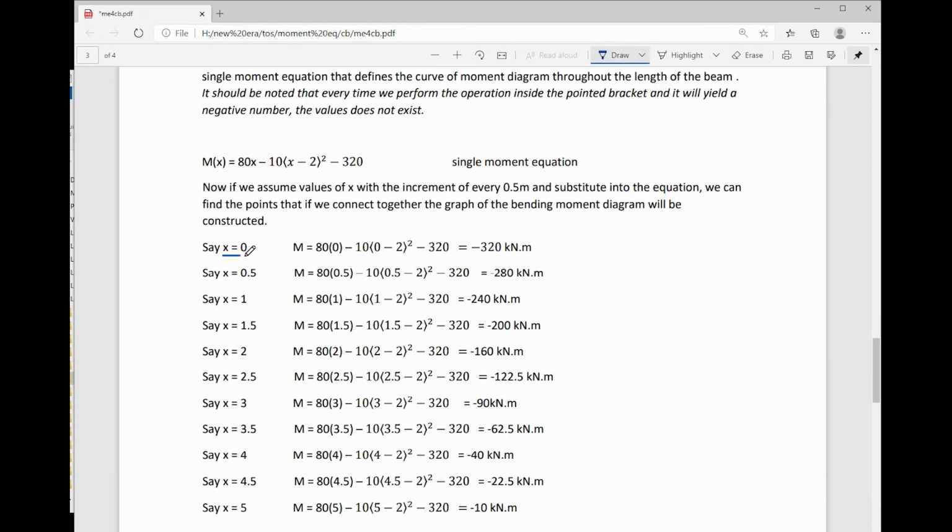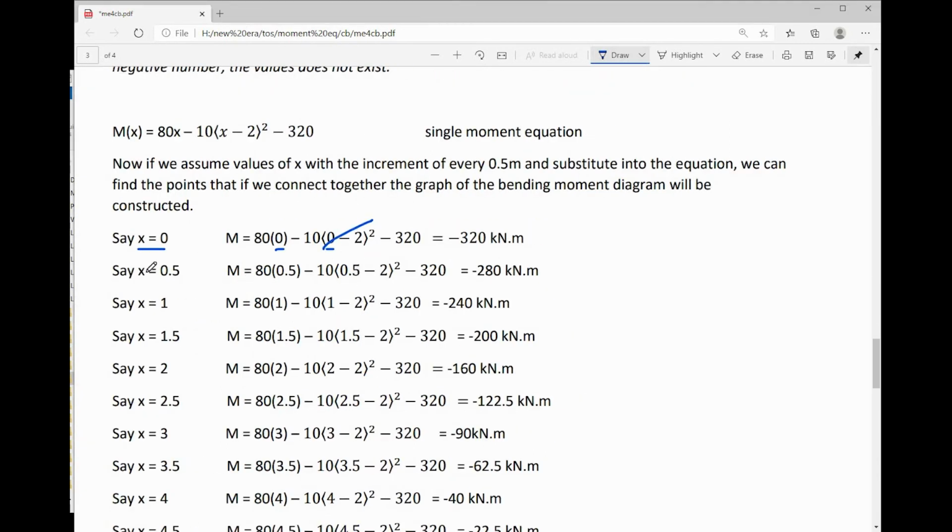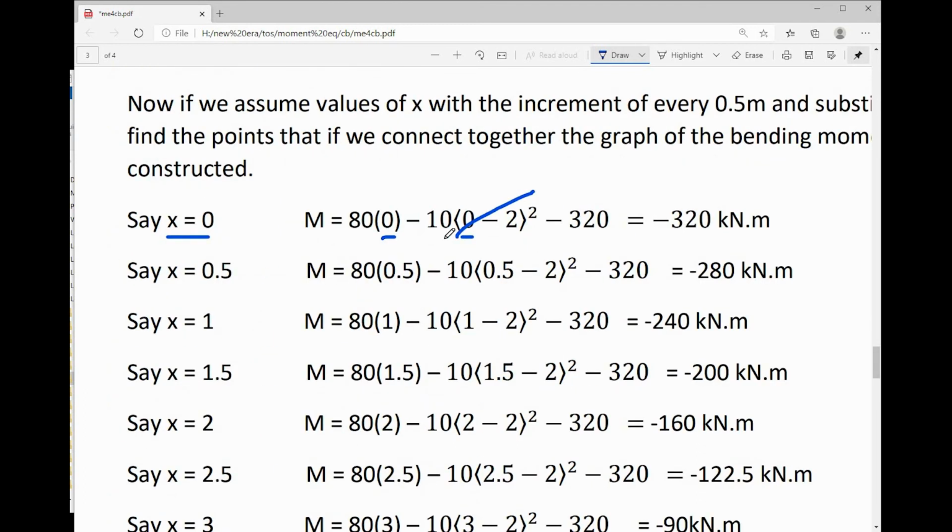If we assume x is equal to 0, we just substitute the value of x = 0 in all the terms of the equation containing x. Since 0 minus 2 is a negative number, the second term of the equation will not exist. 8 multiplied by 0 is 0, therefore M is equal to negative 320 kilonewton meter. At x = 0.5, we substitute the value of x = 0.5 in all the terms of the equation. Since 0.5 minus 2 is negative 1.5, the second term of the equation will again not exist.